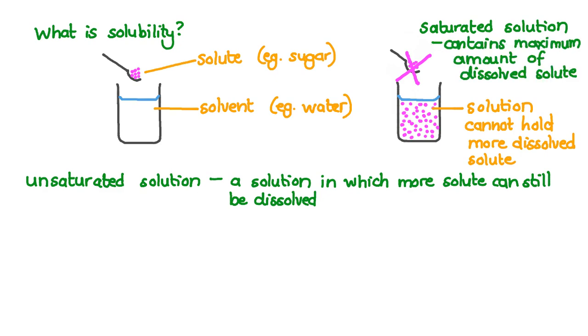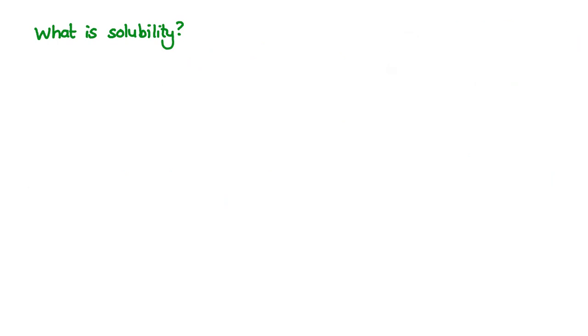A saturated solution contains the maximum amount of dissolved solute. Even if more solute is added, it will not dissolve, but will separate out from the solution as undissolved solid solute. Now, different substances dissolve to different degrees in different solvents, in other words, in different amounts.